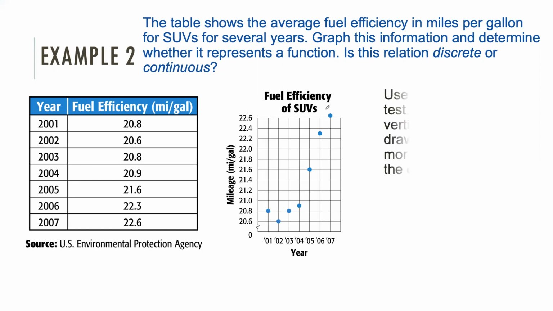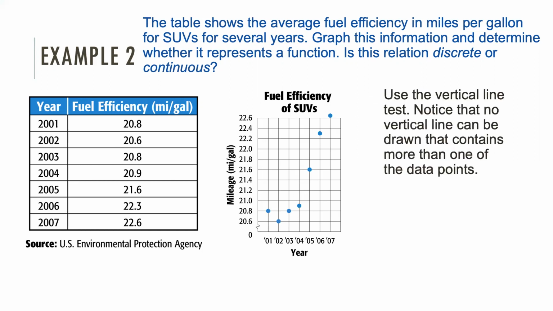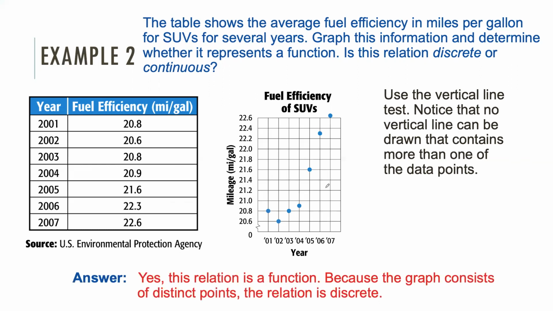When we do this, we're going to use the vertical line test, and I can see there are no repeating x values, which makes sense considering our x values, our domain, are years, and if we're having an average per year, you're not going to have repeat years. So yes, it is a function because the graph consists of distinct points, and the relation is discrete. Discrete means it's kind of cut up, versus continuous, which would be a continuous line. These are just bits and pieces, so that's why it is discrete.